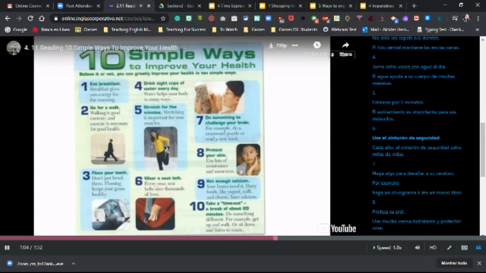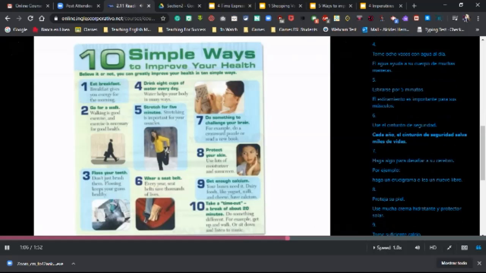6. Wear a seatbelt. Every year, seatbelts save thousands of lives.